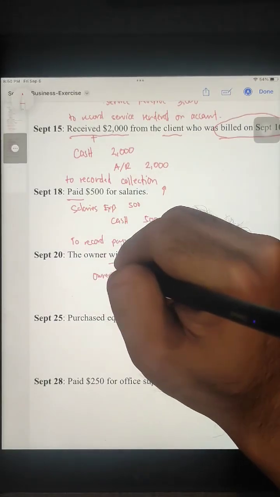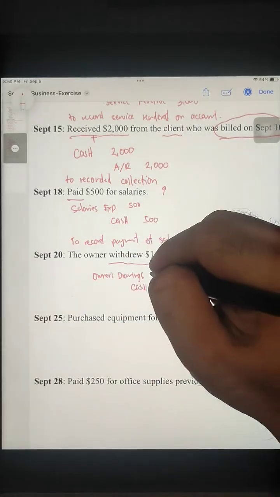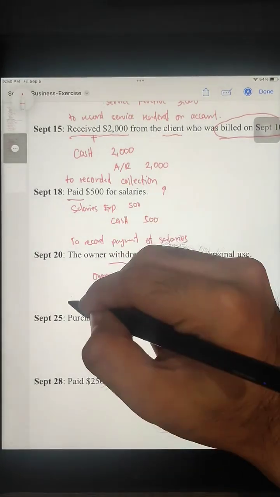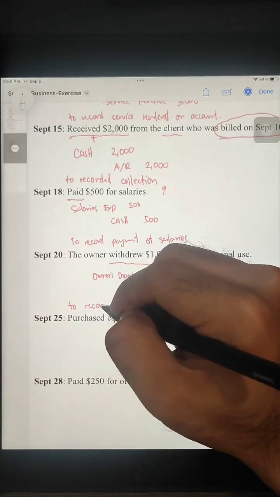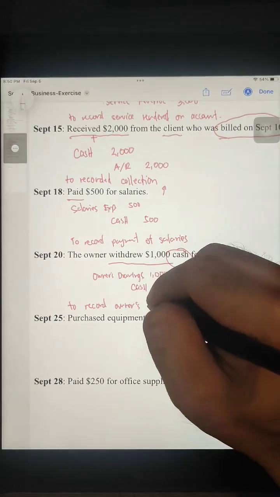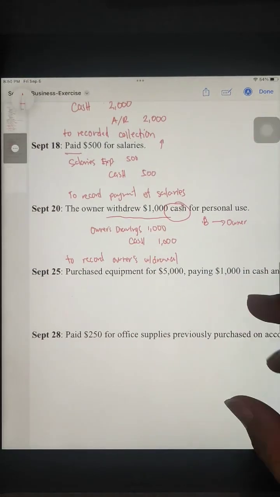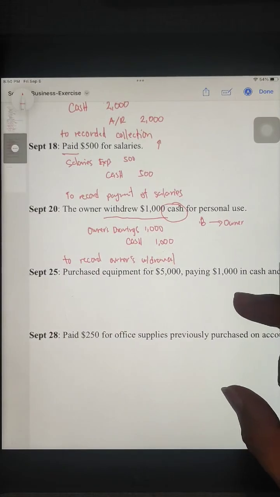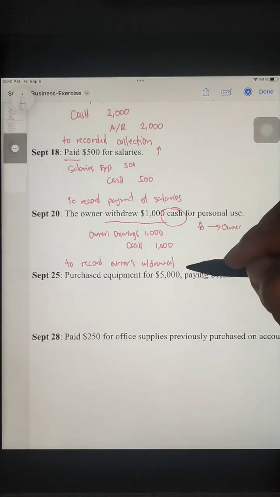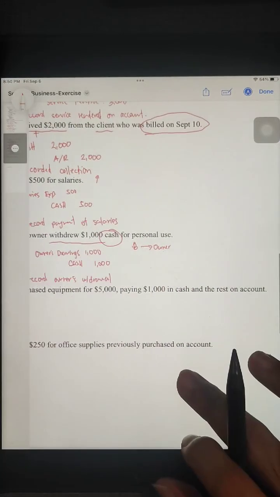Owner's drawings $1,000. To record owner withdrawal. Okay? September 25, purchased equipment for 5,000, paying 1,000 in cash and the rest on account.